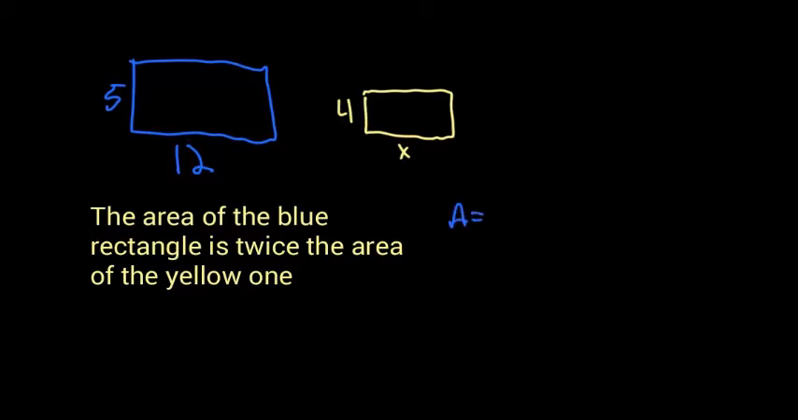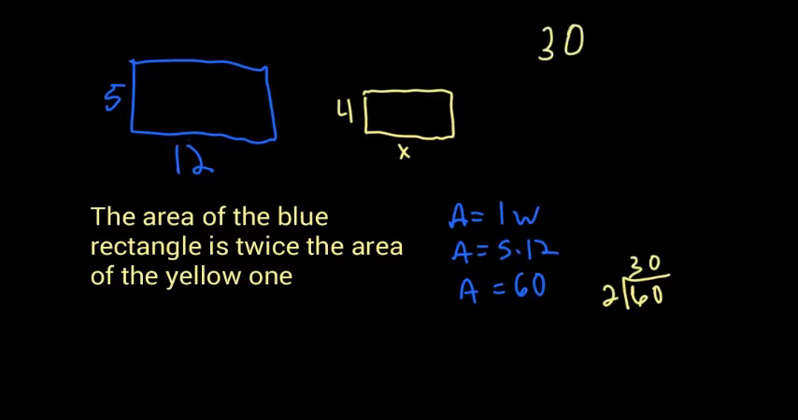So area equals length times width. So my area would equal 5 times 12. So my area would equal 60. So I know that's going to be twice the size of the yellow one. So if I find half of that, then I'll know the area of the yellow one. So half of 60, just divide it by 2, and get 30. So the area of my yellow one is 30.